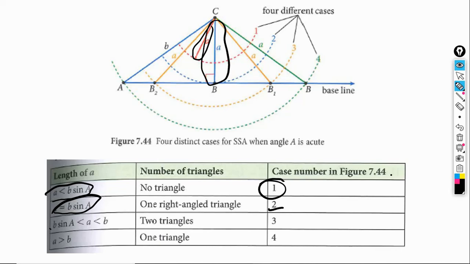The case with two triangles is when a is somewhere between b sine of A and b, that is the orange line. So it could be this triangle or this triangle. And the final case is when a is greater than b, and you could only have one triangle, that would be the green line.